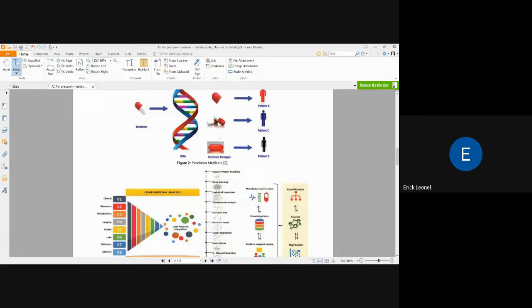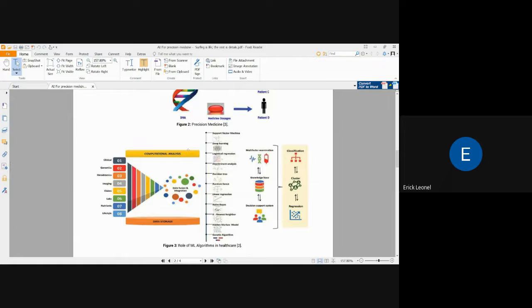Regarding the role of artificial intelligence in precision medicine, we can say that precision medicine is not completely possible without the addition of machine learning algorithms to assist in the process. As we saw in the last papers, machine learning is an application of AI that can learn and upgrade from experience without being explicitly coded by a programmer. Most commonly used machine learning algorithms in medicine include support vector machine, deep learning, logistic regression, decision tree, random forest, linear regression, naive Bayes, k-nearest neighbor, and hidden Markov model, among others, as you see here in figure three.